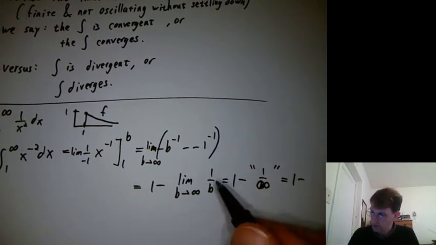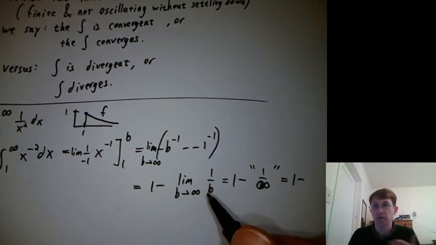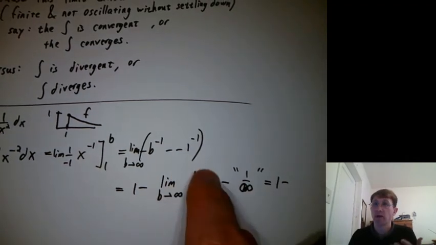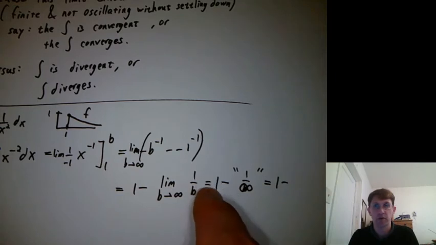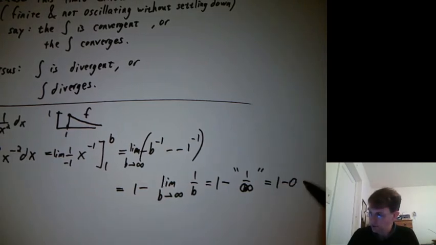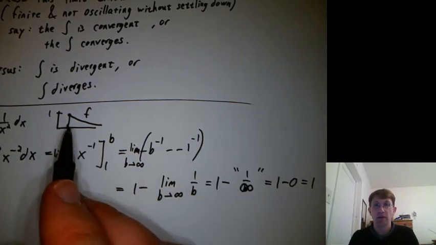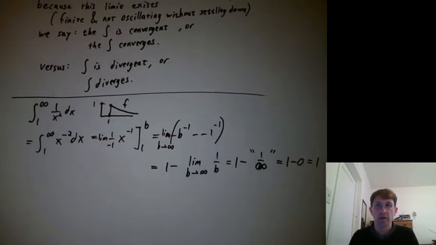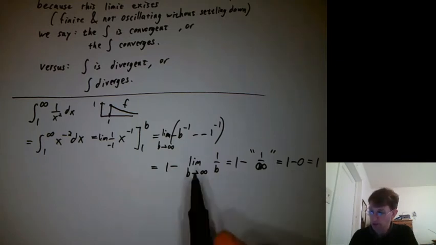And what is the limit of 1 over b as b goes to infinity? That was on our common limit sheet, except we called it x instead of b. You're basically saying what's 1 over 10, 1 over 100, 1 over a million, 1 over a trillion, 1 over a quadrillion. Those are getting to be really, really small decimals, right? And in the long run, that's just 0. So overall, it's 1. So the value of this integral from 1 all the way to infinity is 1. Would you say the integral is convergent or divergent? It's convergent, and the value of the integral is 1.